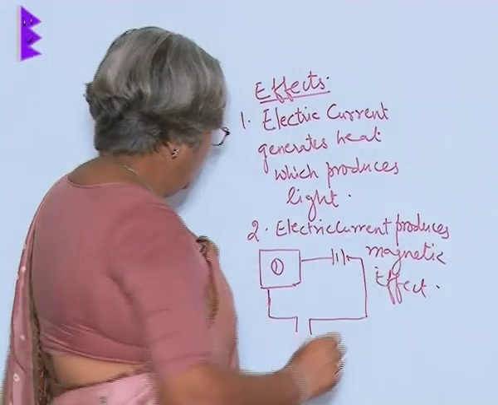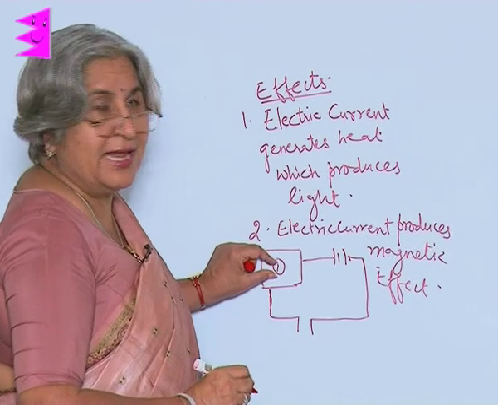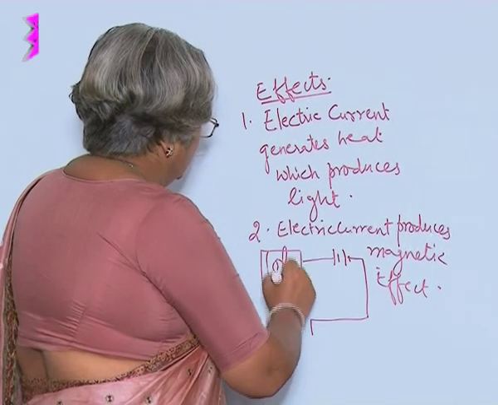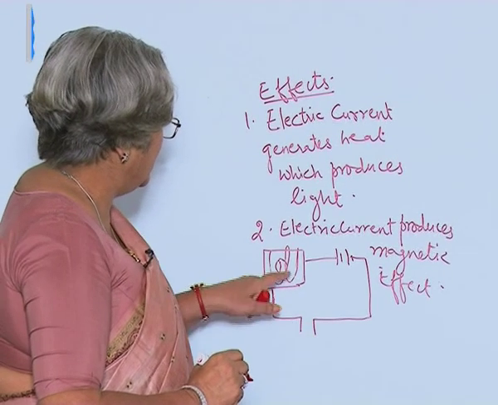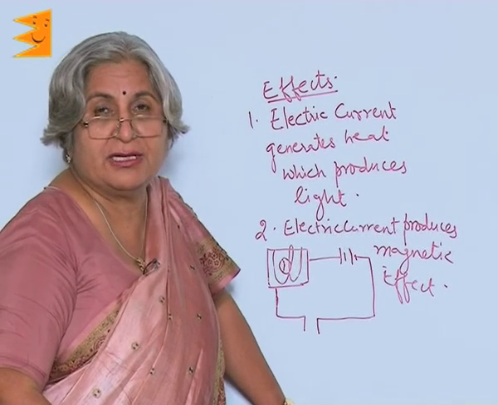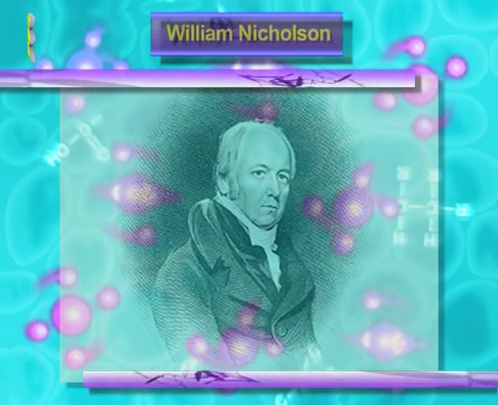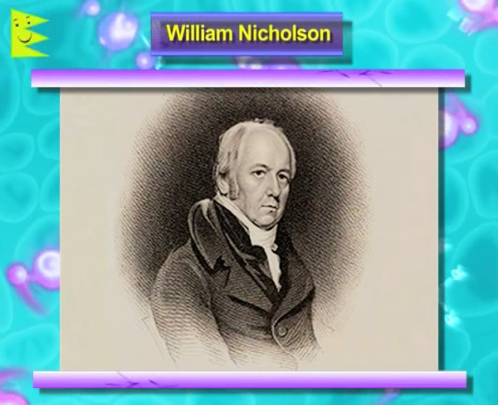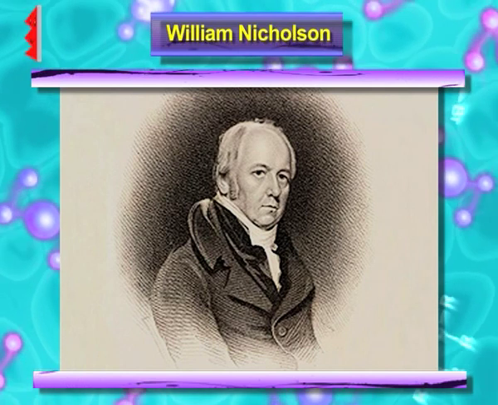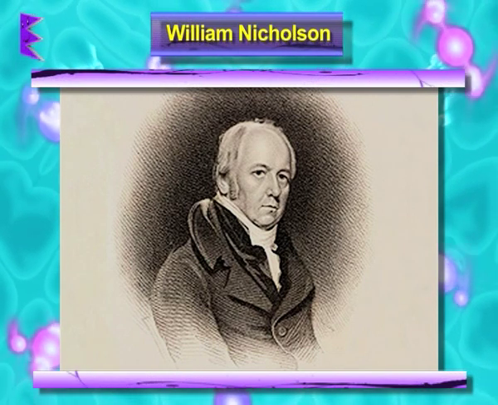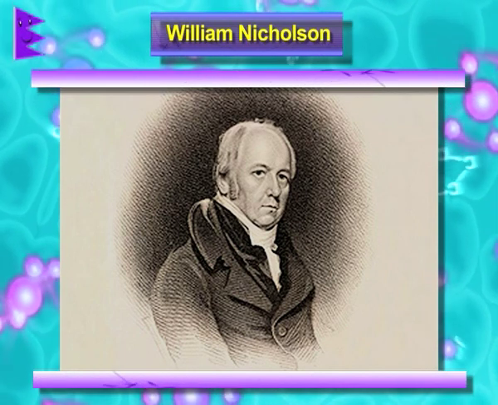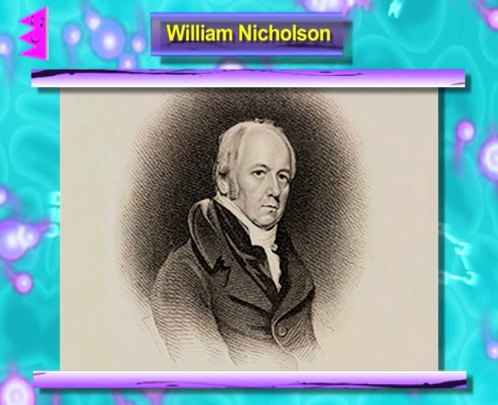So, what did we do? We took a matchbox, placed a compass in it, and then completed the circuit, and what was the observation? Deflection of the needle. William Nicholson in the 19th century observed that if electrodes are dipped in water and then electric current is passed through it, we can see bubbles near the electrodes.